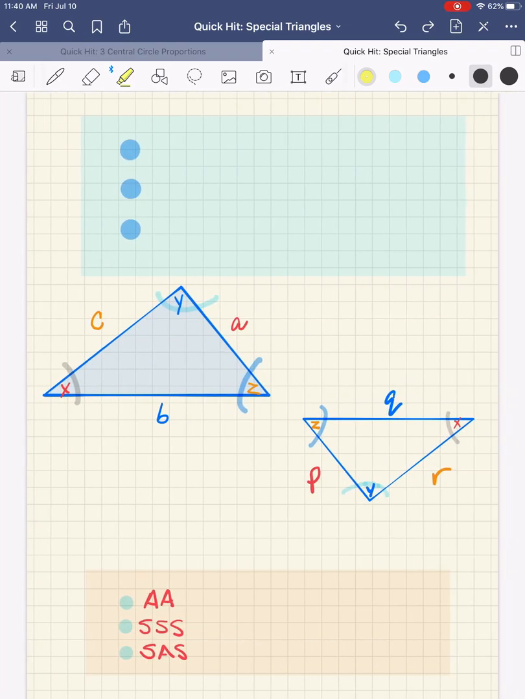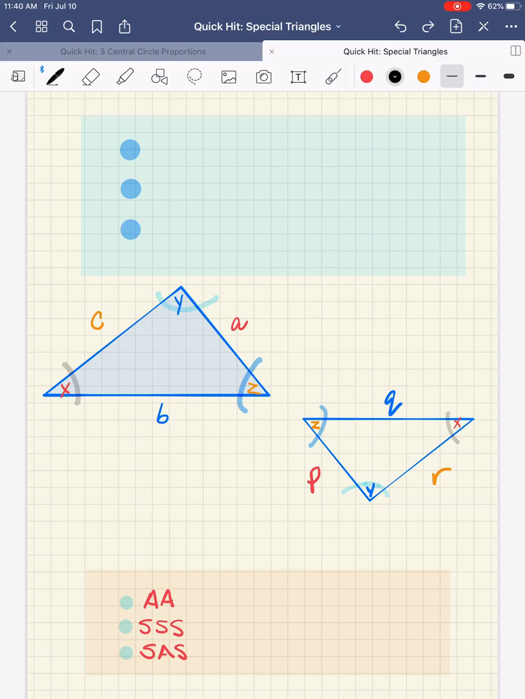Let's go. Similar triangles show up routinely in the SAT and ACT, and they give students a lot of grief, and it's completely avoidable. So the first part of working with similar triangles is recognizing that you're working with similar triangles. So let's get a definition.